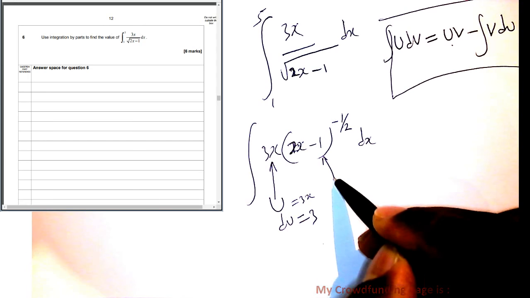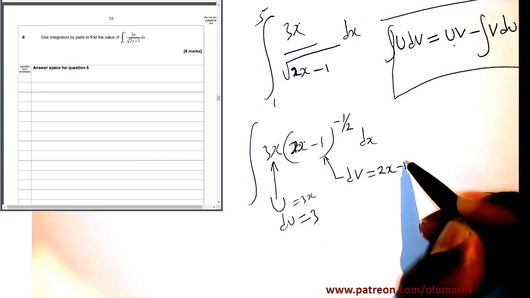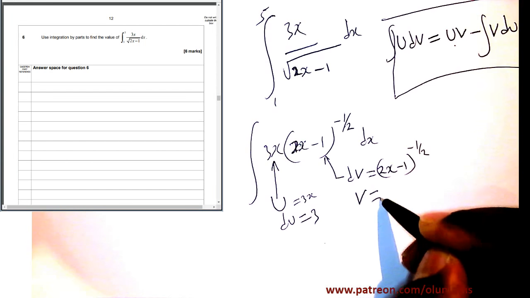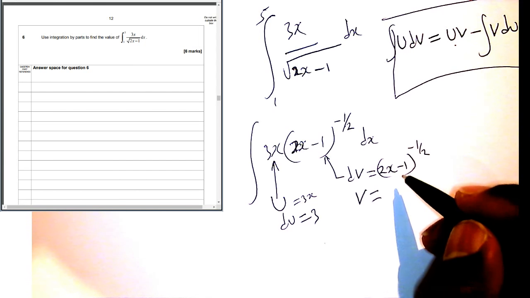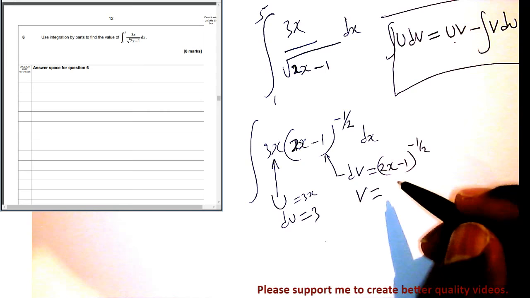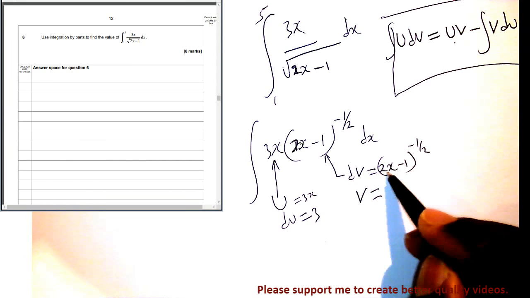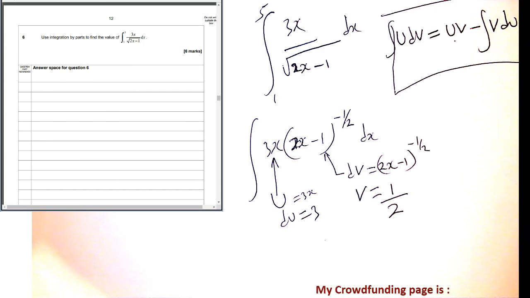That can therefore be your dv. So if dv equals (2x minus 1) to the power of negative half, what is my v going to be? Obviously, it's the integral of that expression. Now, don't look at me saying, how do we get the integral? It's substitution. What is the derivative of 2x minus 1? It's 2, so 1 over 2. Let that wait for you.